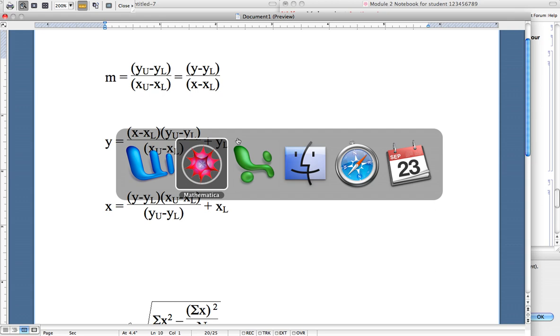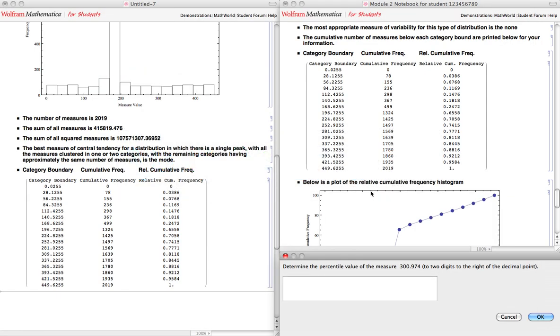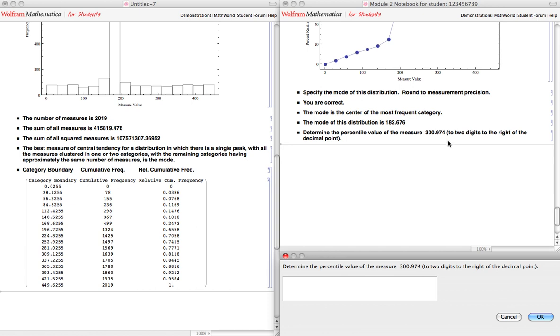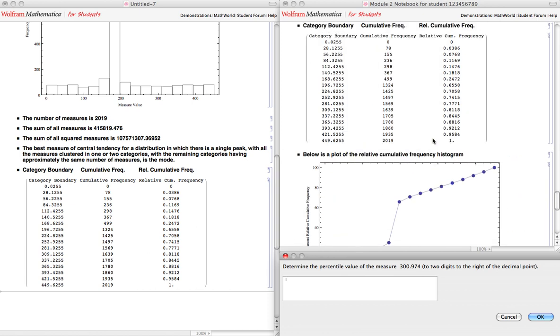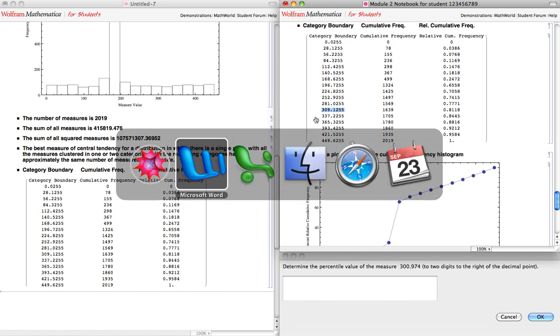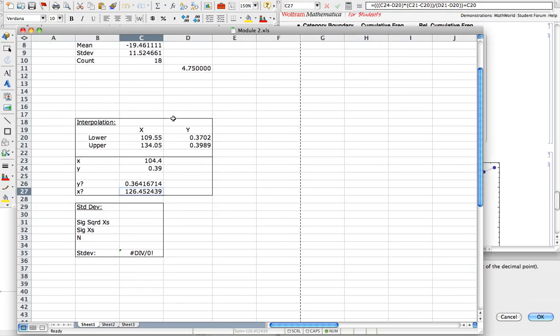Okay, so like we said, the measurement of interest, which is 300.974, is between 309.1255 and 281.0255. So 309.1255 is our upper boundary. Now I have to do this on Excel, okay, but you might want to make a table for yourself like this one.